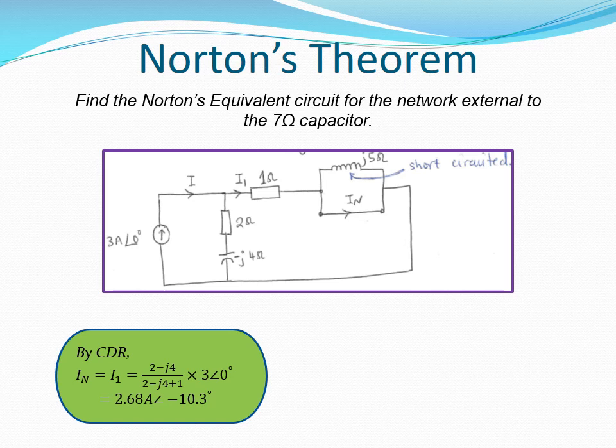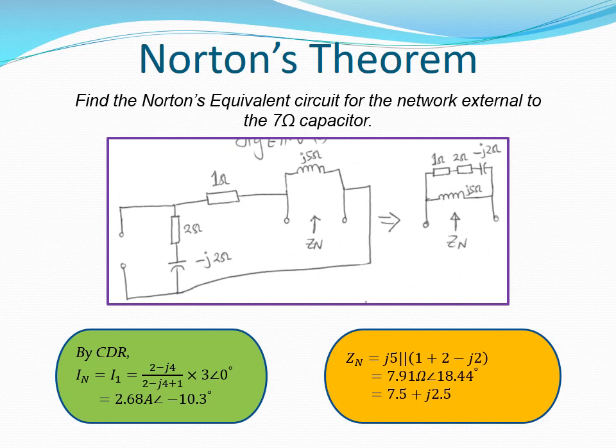We open circuit the current source and remove the short circuit across the terminals A and B. This is the resulting circuit. The circuit is effectively 5 ohm inductance in parallel with the branch containing 1 ohm resistance, 2 ohm resistance, and 4 ohm capacitance. The Norton's impedance is worked out as 7.5 plus j2.5.